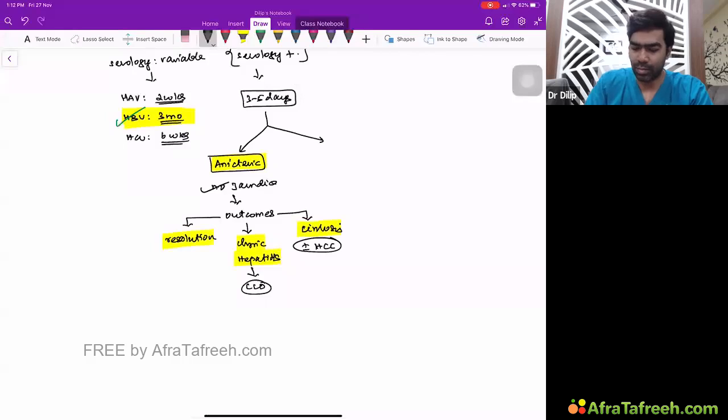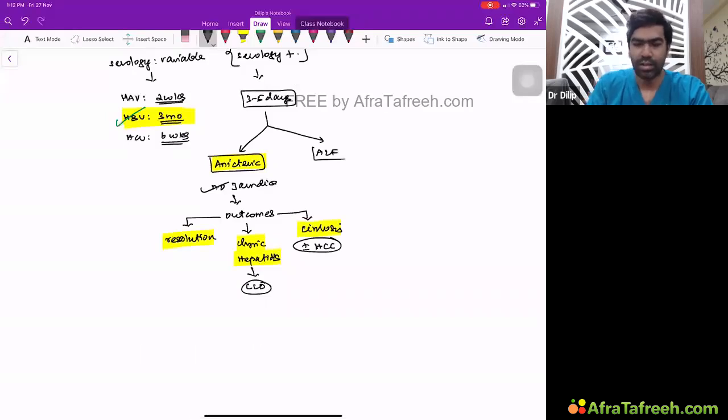And the next possibility is acute liver failure, whose incidence is very rare. Overall, the incidence of acute liver failure due to viral hepatitis is less than 1%.